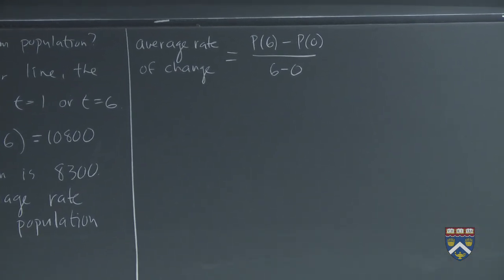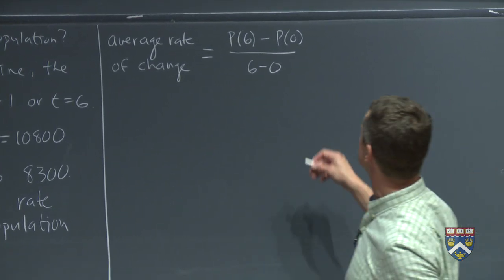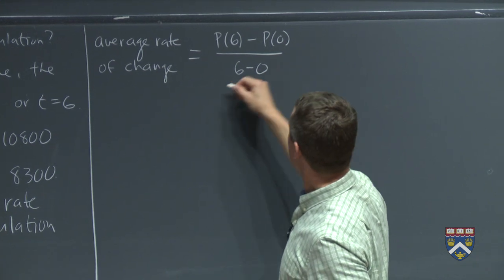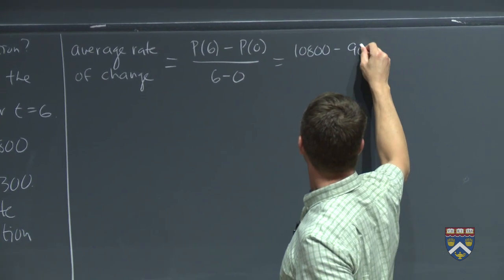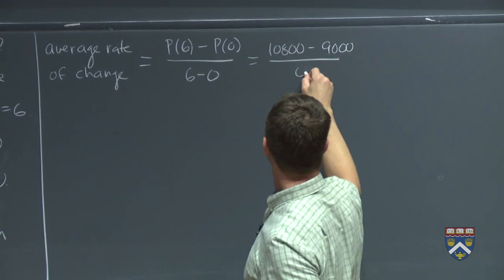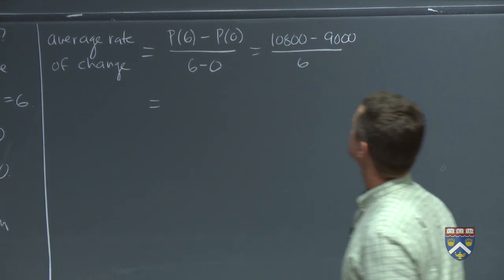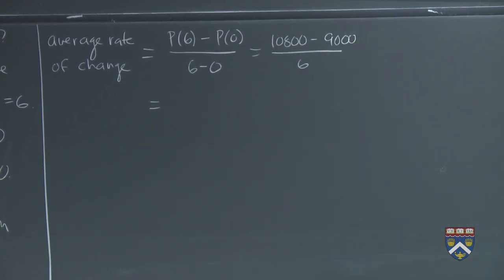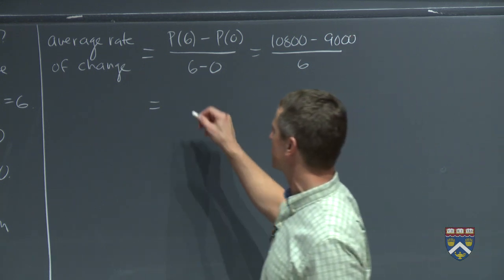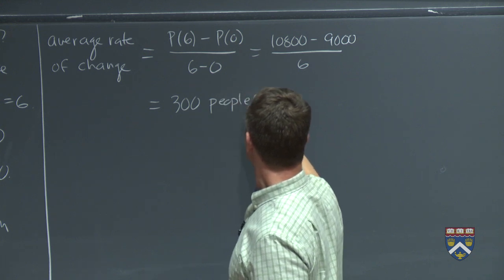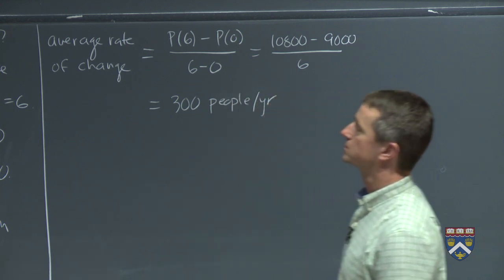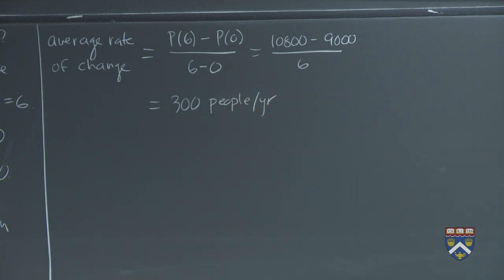Now these are numbers that we already know, right? P of 6 we know is 10,800. And P of 0 we knew was 9,000, over 6. So the population gained 1,800 people during these 6 years. 1,800 people in 6 years is 300 people per year. So that was the easy way to do it, right? Since we already had the values of P of 6 and P of 0.